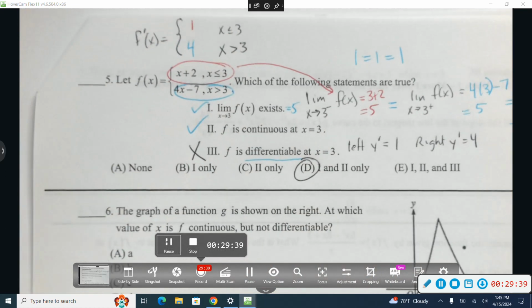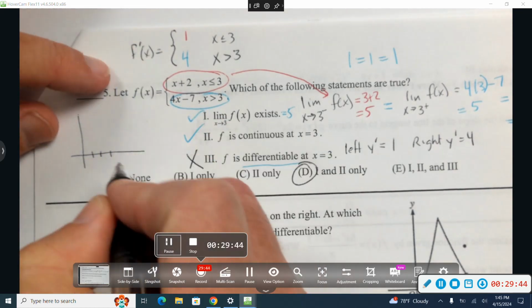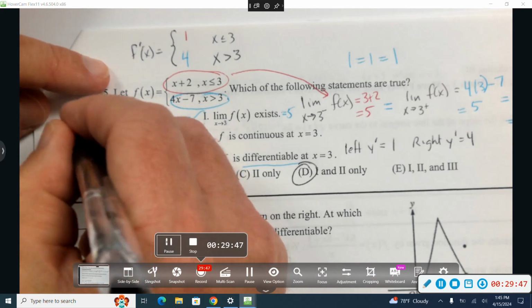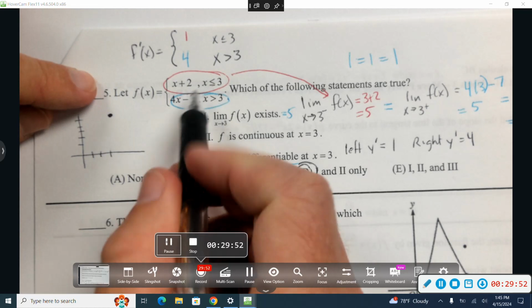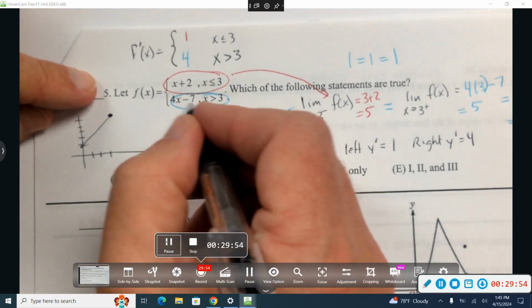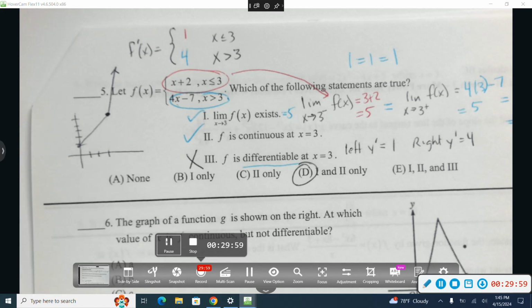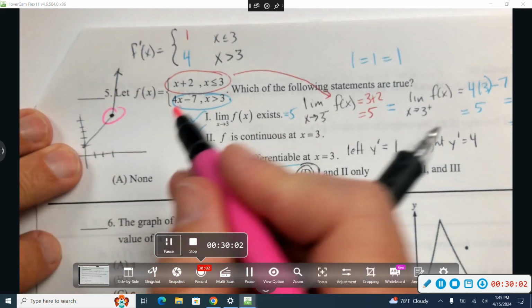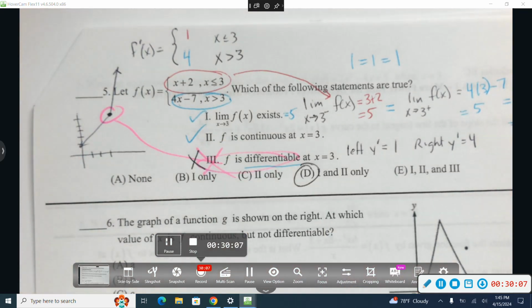So that's enough. I'm going to sketch out what this would look like. We know when x is 3, y is 5. Now to the left of that, we have a slope of 1. To the right of that, we have a slope of 4. So there's our cusp, not differentiable. But we had to check both. You had to check that the function was the same, and you had to check that these slopes were the same, so that it makes a smooth transition from one to the other.